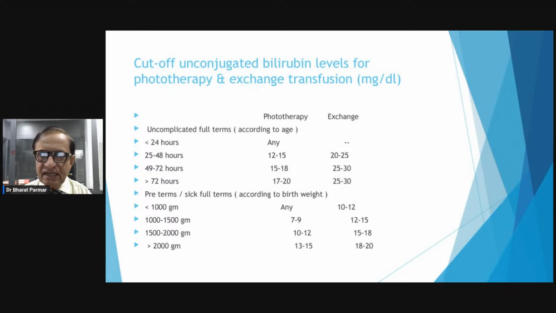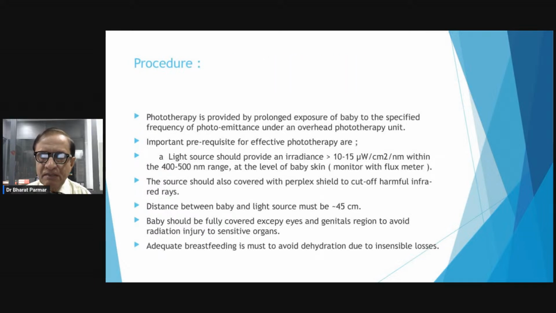So these are the indications based on bilirubin level, gestational age, and birth weight in case of unconjugated hyperbilirubinemia. The procedure for phototherapy.